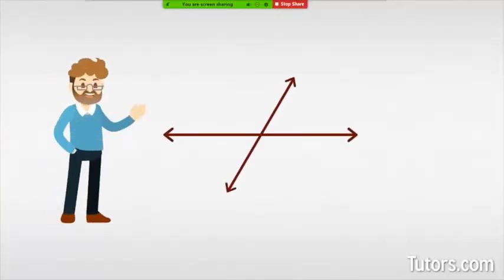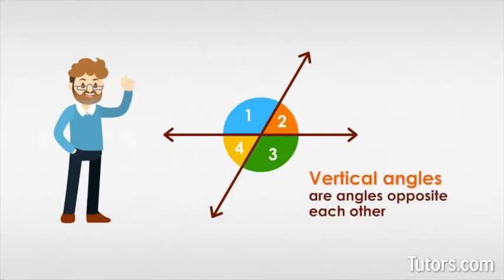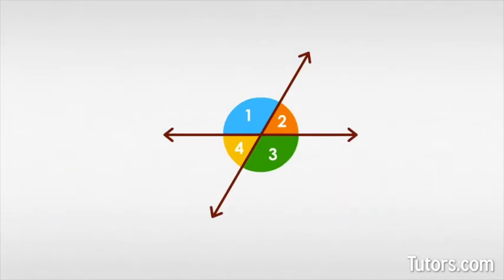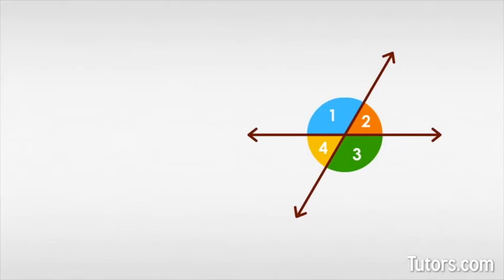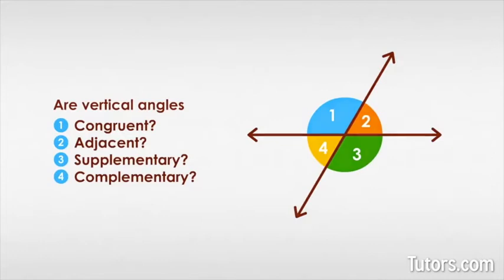When 2 lines intersect in geometry, they form 4 angles. Vertical angles are angles opposite each other. Any 2 intersecting lines form 2 pairs of vertical angles like you see here. A quick look at this drawing brings up several questions. Are vertical angles congruent? Are vertical angles adjacent? Are vertical angles supplementary? Are vertical angles complementary? Let's tackle these one at a time.